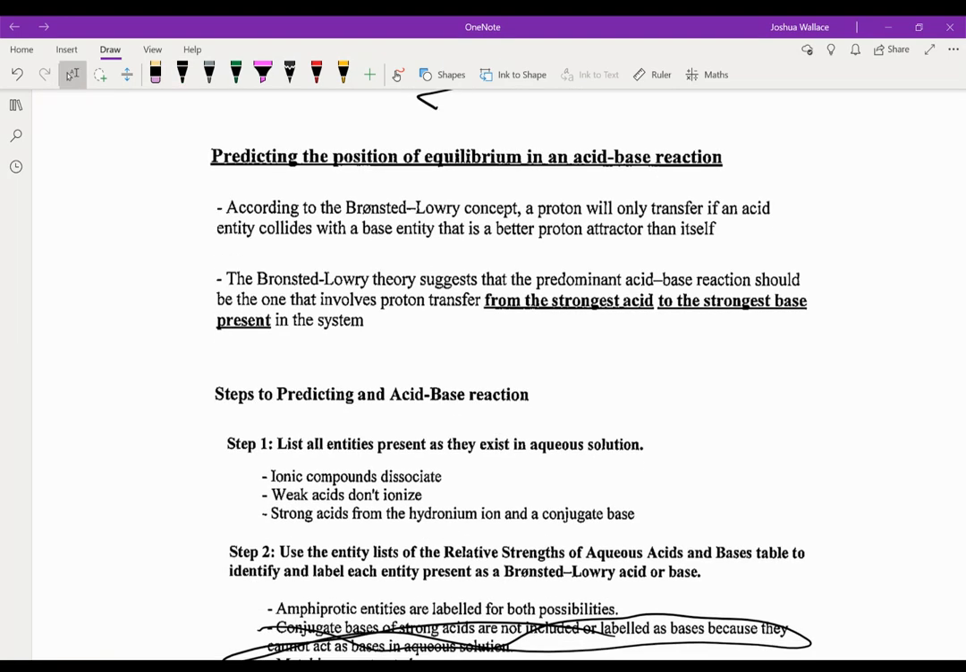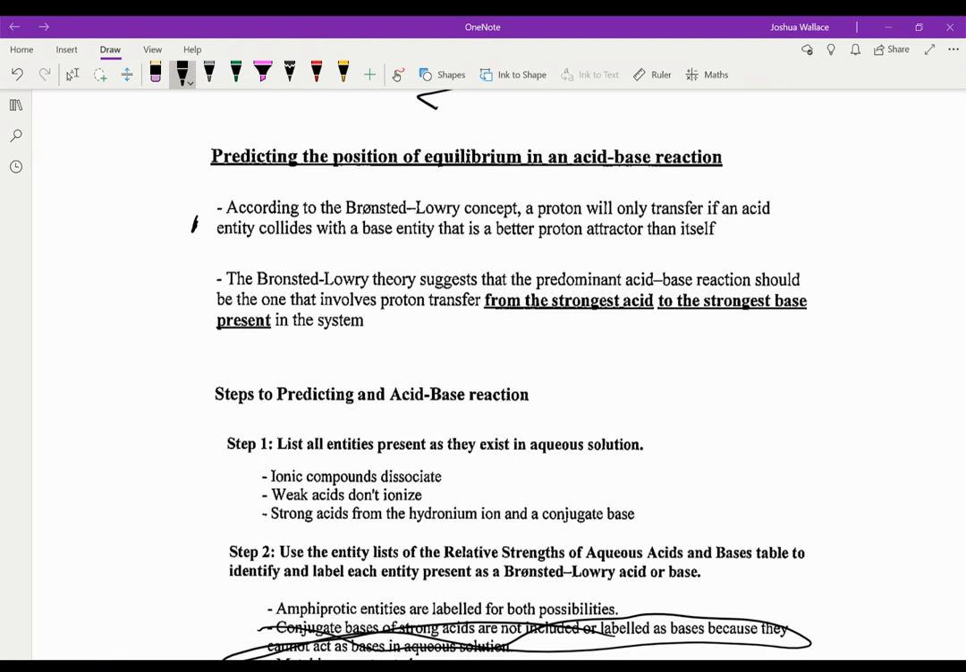All right, predicting the position of equilibrium in an acid-base reaction. According to the Bronsted-Lowry concept, a proton will only transfer if an acid entity collides with a base entity that is a better proton attractor than itself. The Bronsted-Lowry theory suggests that the predominant acid-base reaction should be the one that involves proton transfer from the strongest acid to the strongest base present in the system.